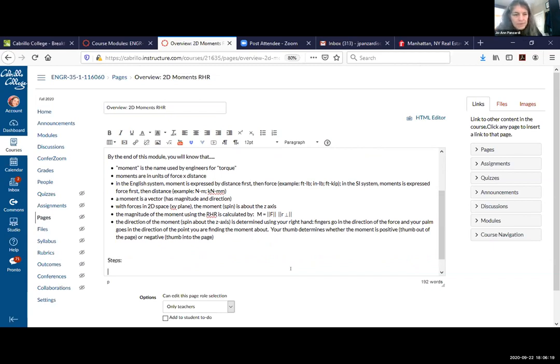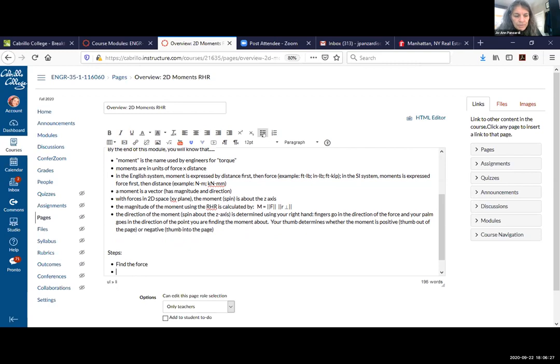So what were the steps? 1, find the force. 2, is the perpendicular distance given? And hang on a second. Okay, so the palm thing was confusing. Your palm faces, not goes in. Yeah. It faces the direction of the point you are finding the moment about.